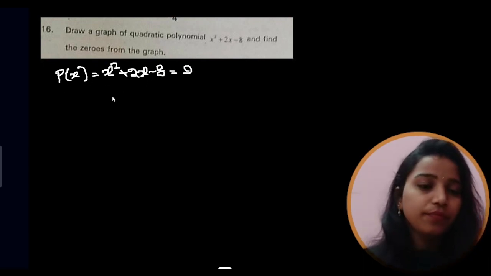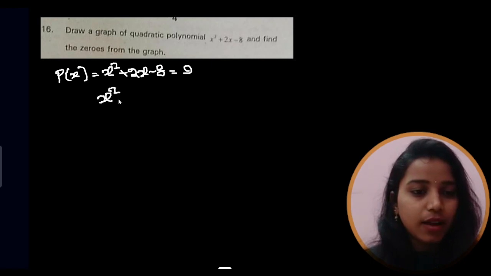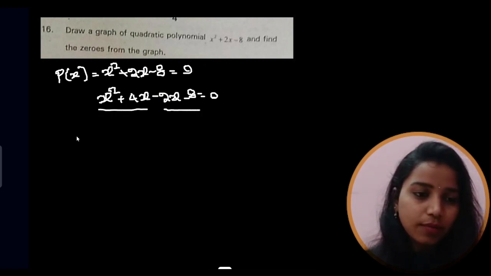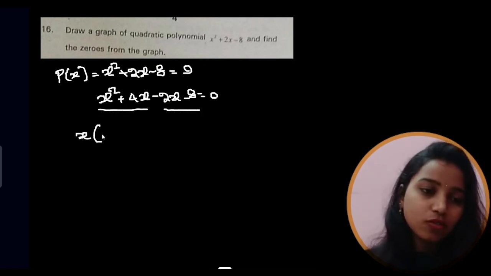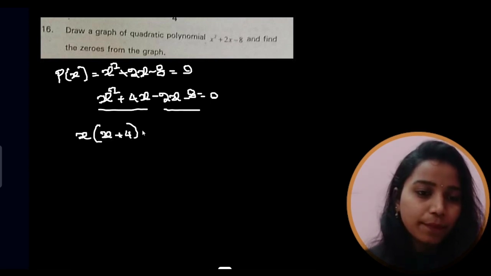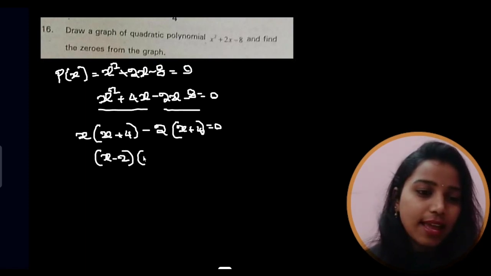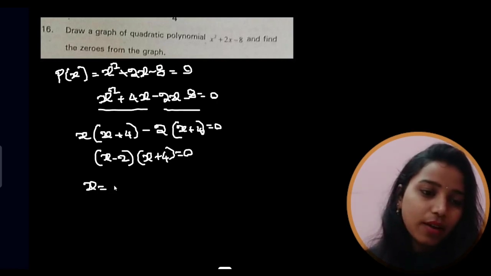So how can we find it? Simply I can write plus 2x as plus 4x minus 2x minus 8, right? Now, from the first two terms I'm taking x common, so x times (x plus 4), and from the second two terms I'm taking minus 2 common, so minus 2 times (x plus 4), is equal to 0. Then (x minus 2) and (x plus 4) is equal to 0. Then the x values are 2 and minus 4.